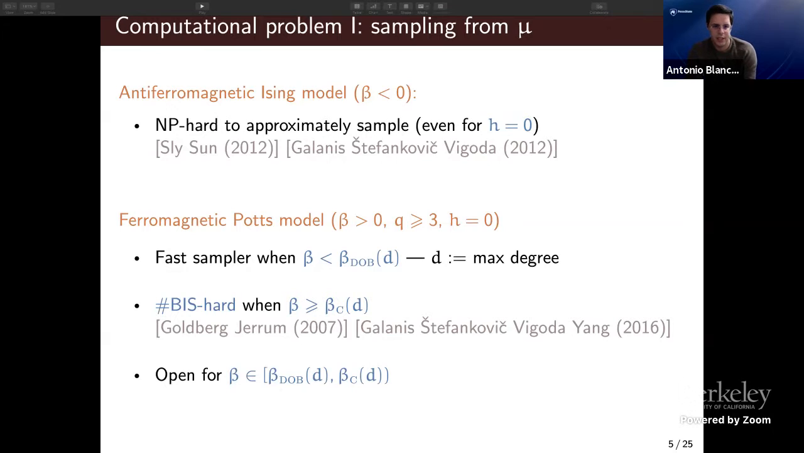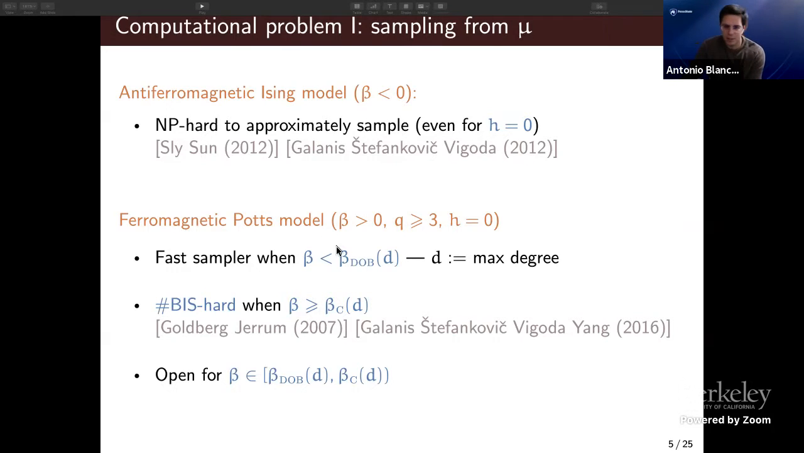And for the ferromagnetic Potts model, which is going to be our main model of focus today, remember that we need at least 3 spins. The situation is much less complete. We have a much less complete understanding of what's going on with the sampling problem.